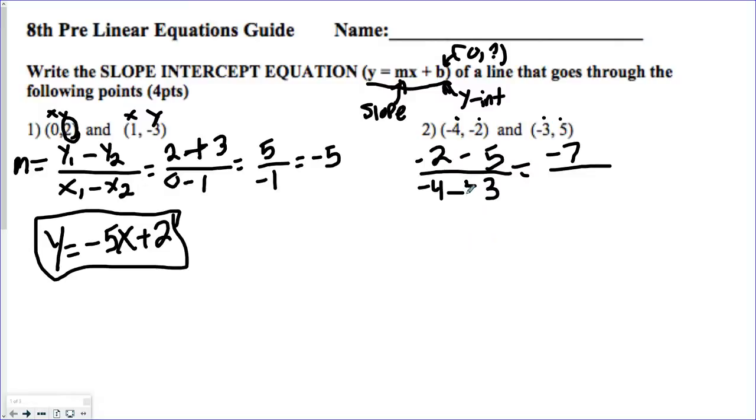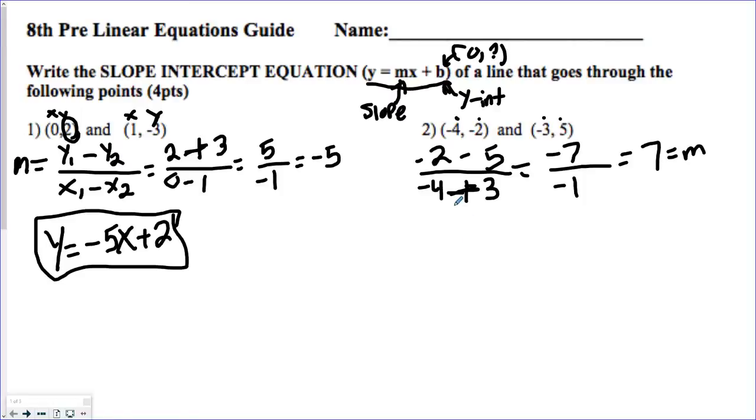And then here, remember, double negative makes a positive again, so it's -4 plus 3, which is -1, and this just gives me a positive 7. So that is my m value. That's my m part of the equation. Now, I don't have a shortcut here. There's no 0, comma, something point. So I have to do it the long way.